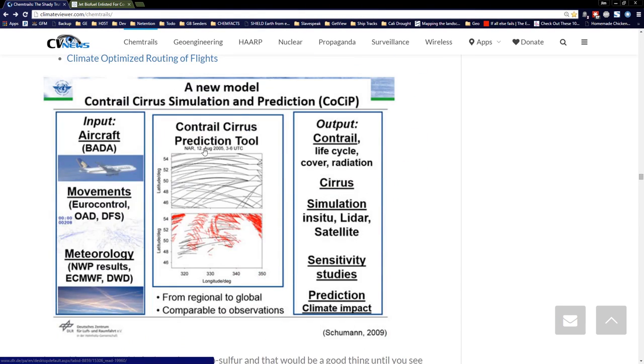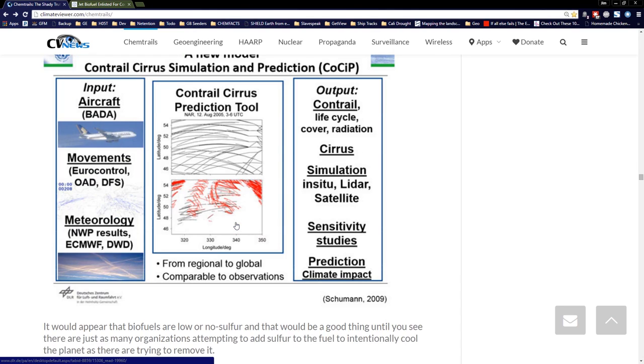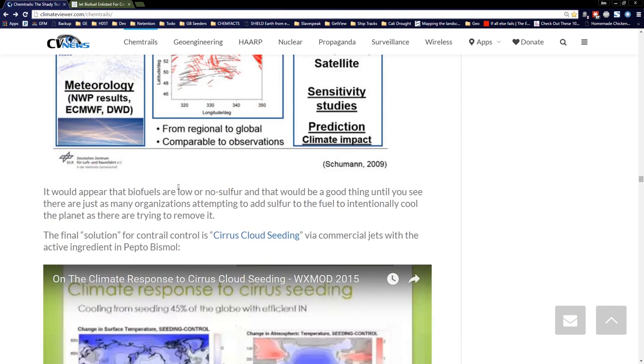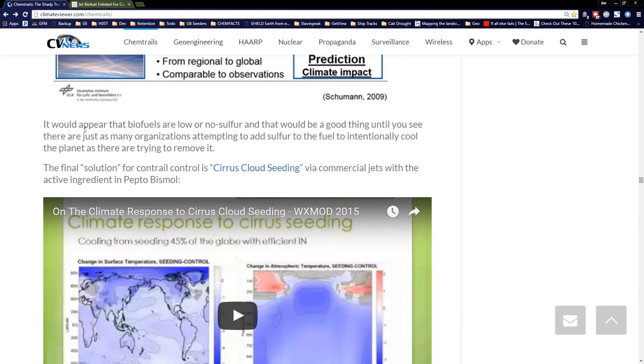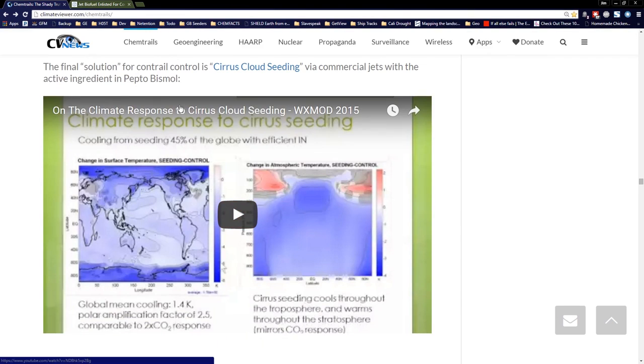You can see that right here. It's called the Contrail Cirrus Simulation and Prediction Tool. It allows them to decide whether or not it's going to make clouds, and if it's going to make clouds, it's going to heat the planet. We need to fly around those. Alternatively, if it's going to cool the planet, we can make some money on that. So the only other solution they have for all these planes making clouds is called Cirrus Cloud Seeding.